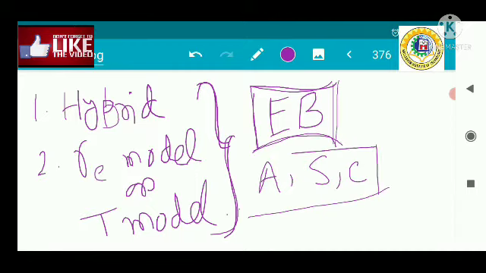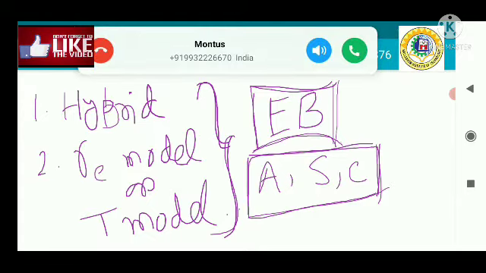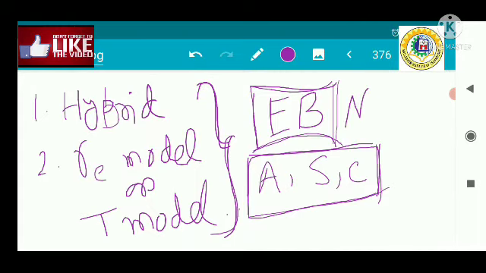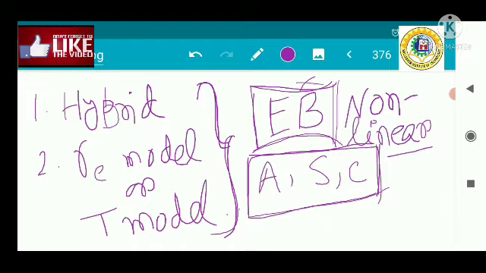But the problem with the Ebers-Moll model is that whenever we replace the transistor with it, all the parameters of the model are non-linear elements. We cannot analyze the circuit with the help of these non-linear elements, so we do not include the Ebers-Moll model. Moving forward we discussed the hybrid H parameter model, and next the T model.